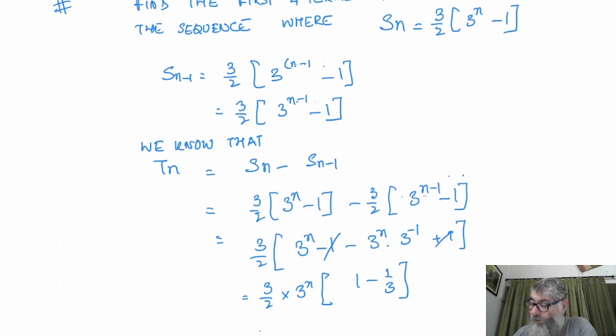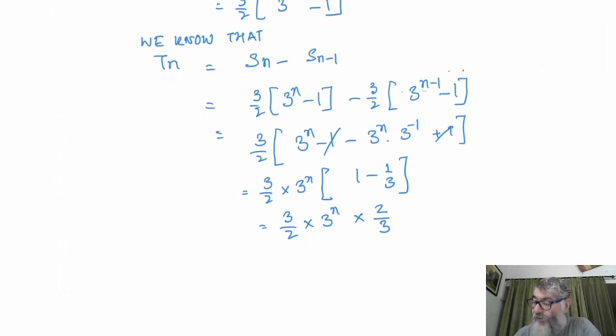So it will become what? 3 upon 2 into 3 to the power n, and this will become 2 upon 3, because 1 minus 1 upon 3 will be 2 upon 3. 3 will cancel, 2 will cancel, you will get 3 to the power n. Tn is 3 to the power n. You have got nth term.